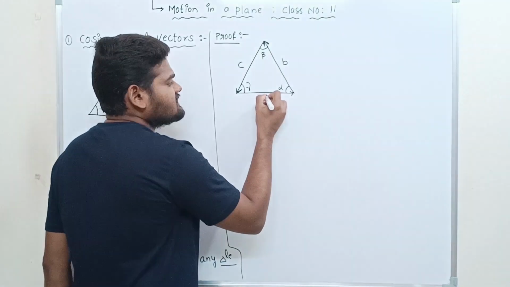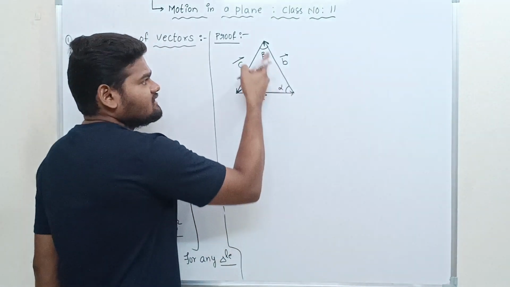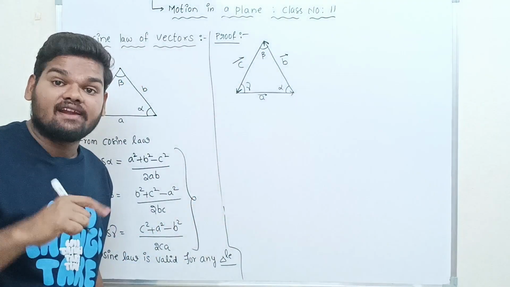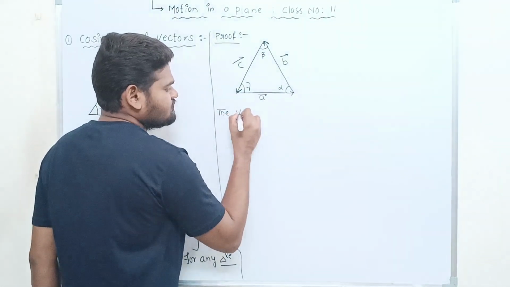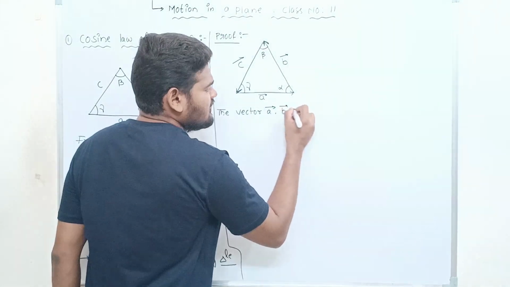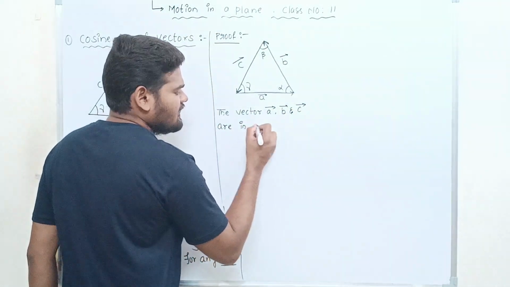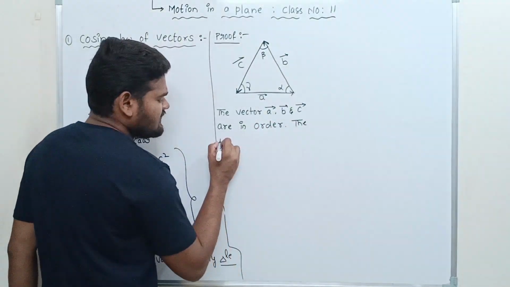All these three vectors, A bar, B bar, and C bar, are in order. Have a look: head, tail, head, tail, head, tail. All are in order. Then their resultant. The vectors A bar, B bar, and C bar are in order.